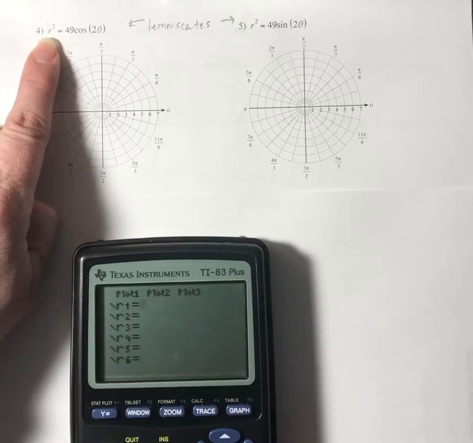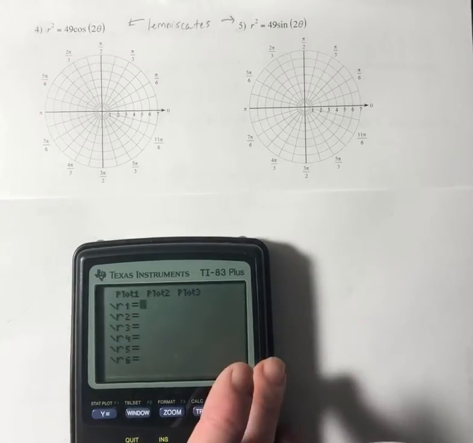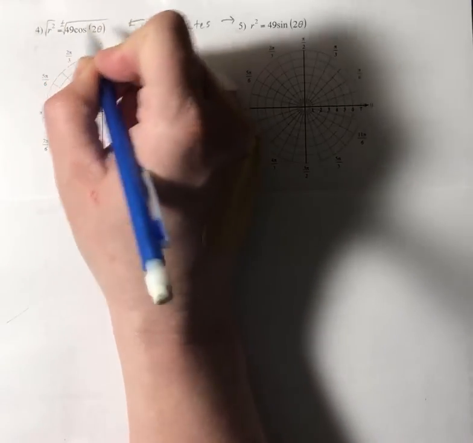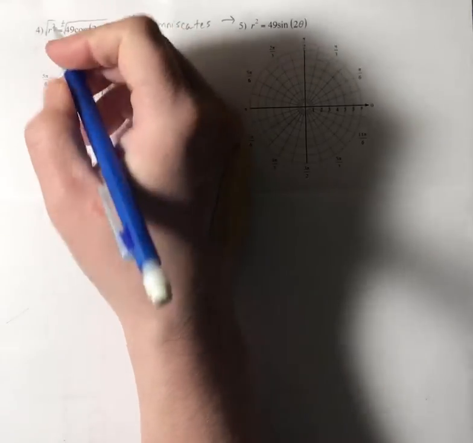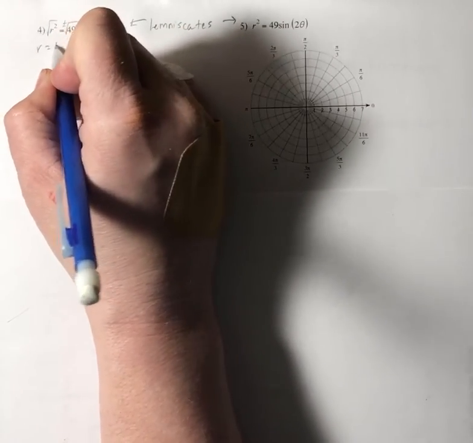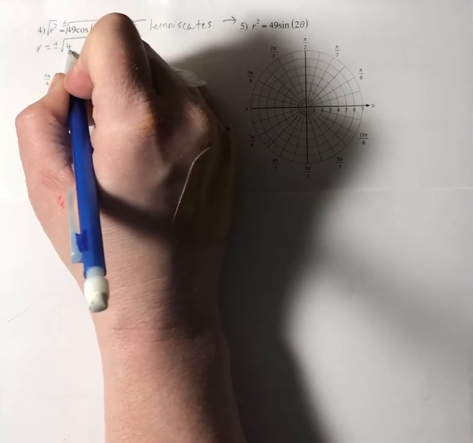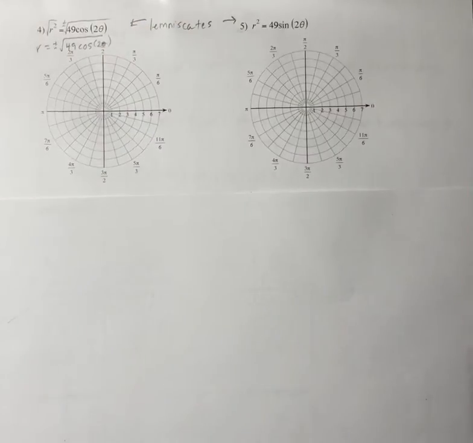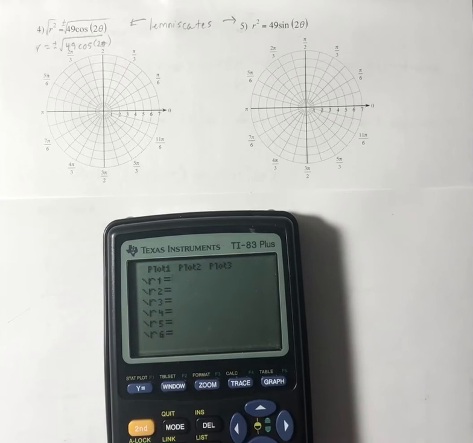Now, to plug this in the calculator, I have r squared here and I only have an r here. So I have to take the plus or minus square root of both sides. In this case, 49 is a perfect square, but cosine is not a perfect square. I am not going to worry about simplifying it because when I plug it in the calculator, I'm just going to plug it in as is. Even when I do these problems, I don't ever write this out. I just go to my r equals, and I type in the square root of 49 cosine of 2 theta, and then negative square root of 49 cosine of 2 theta.